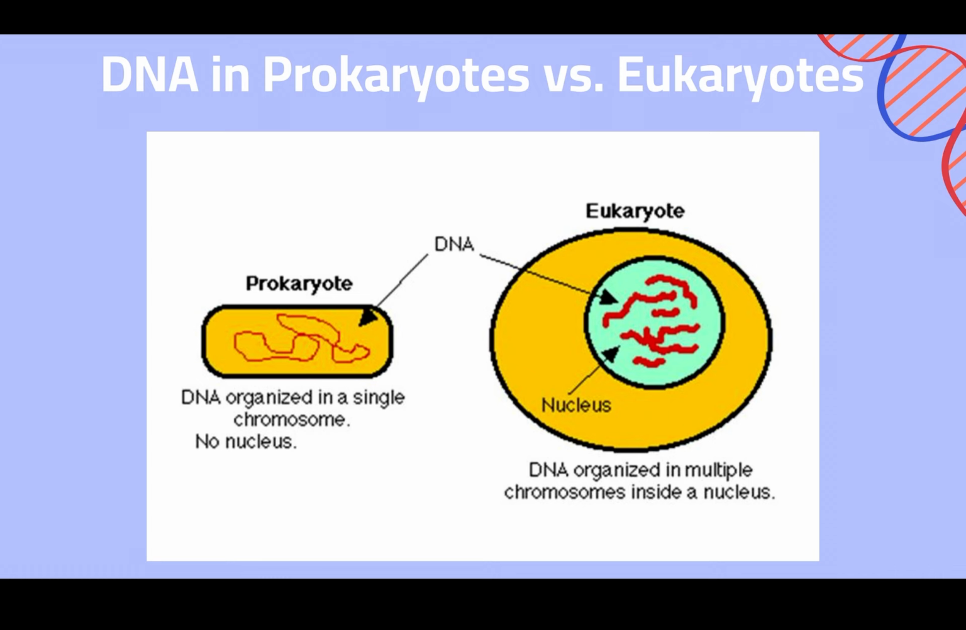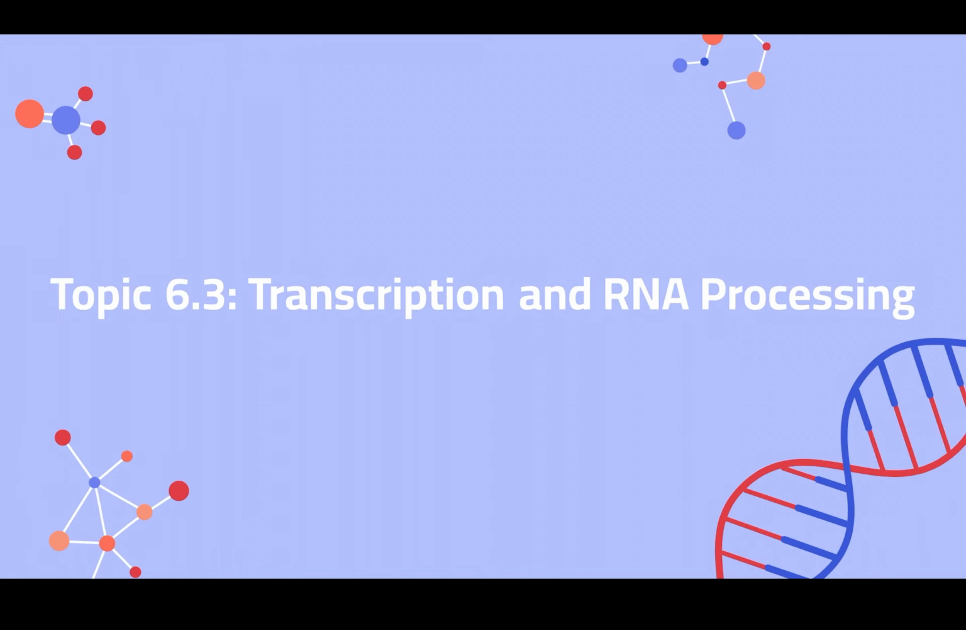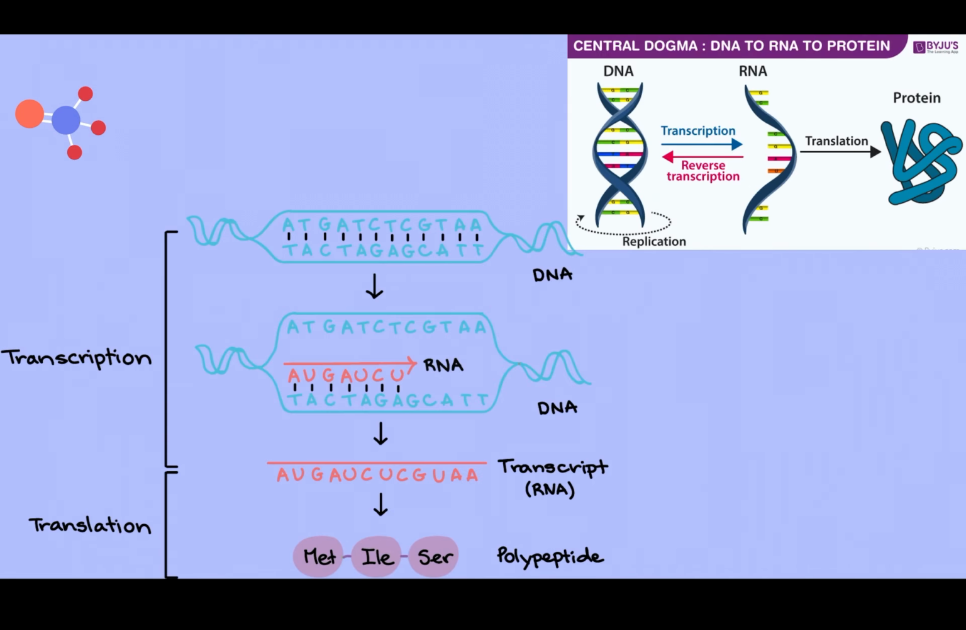And I think that's it for this topic, so we're going to jump to topic 6.3, which is transcription and RNA processing. So genetic info is usually stored in DNA molecules, and RNA molecules are used to facilitate protein synthesis using DNA information. So that means that ribosomes contain RNA and they assemble proteins.